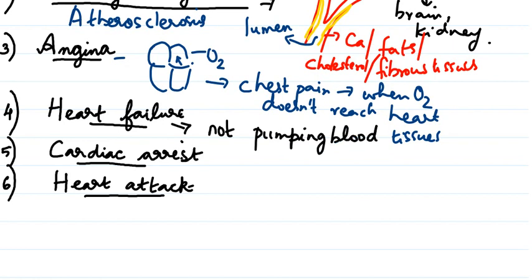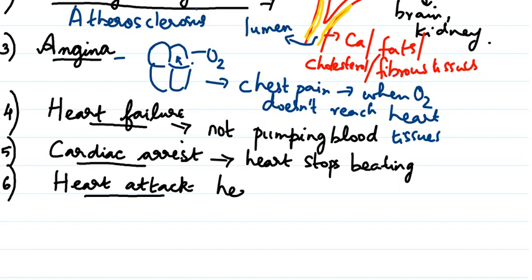If it is cardiac arrest, it means heart is at rest, which means the heart stops beating. Heart stops beating, which could be due to pacemaker problems, that is the sinoatrial node or atrioventricular node problems. Now, heart attack means the heart muscles get damaged due to insufficient oxygen.